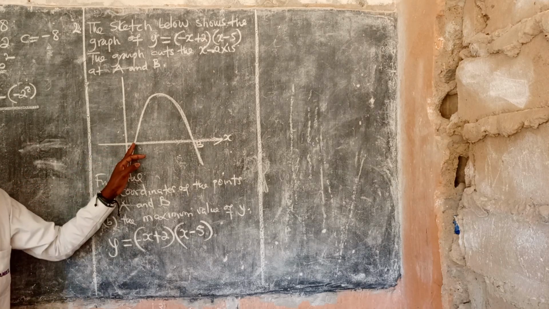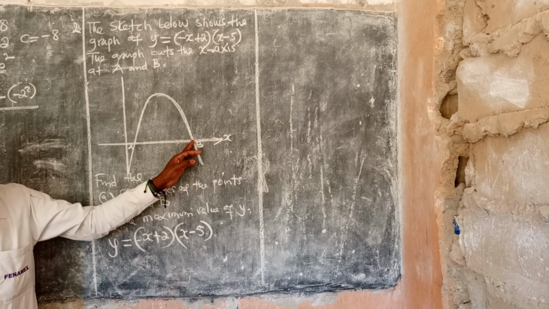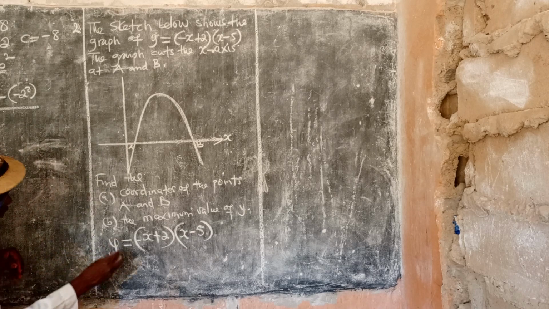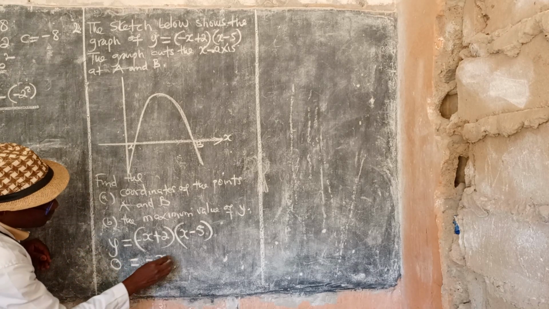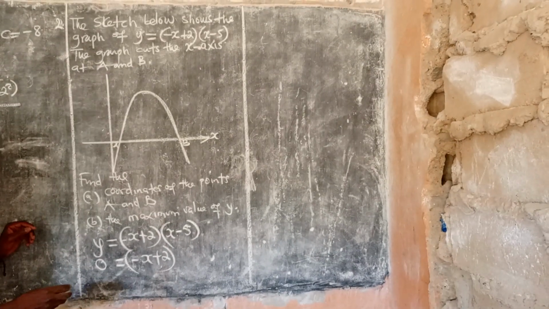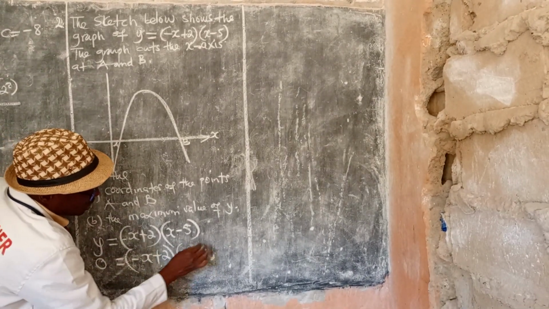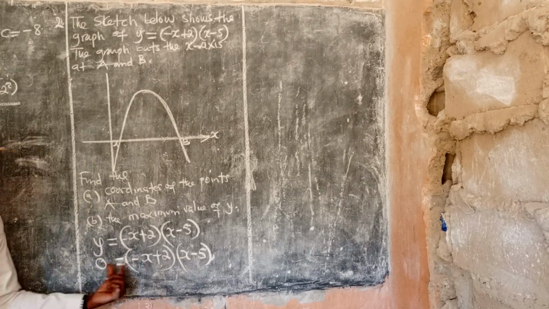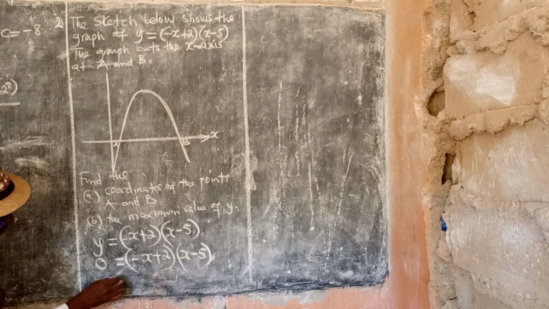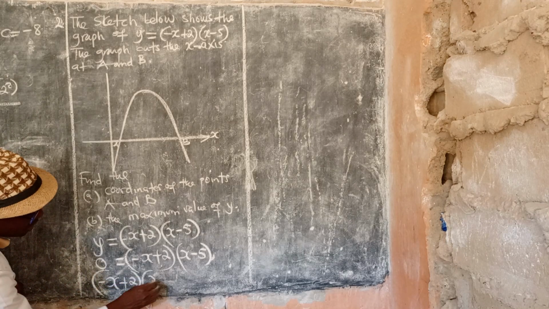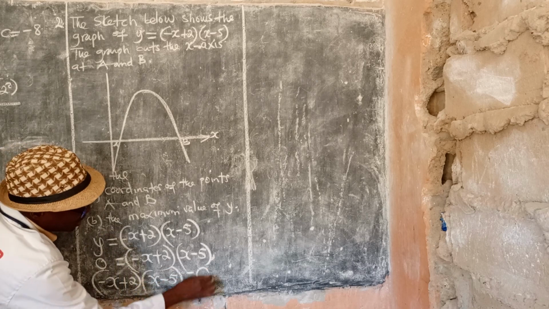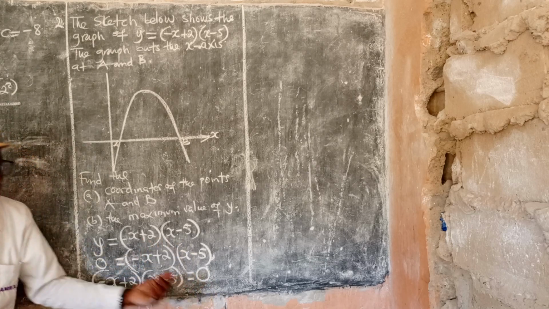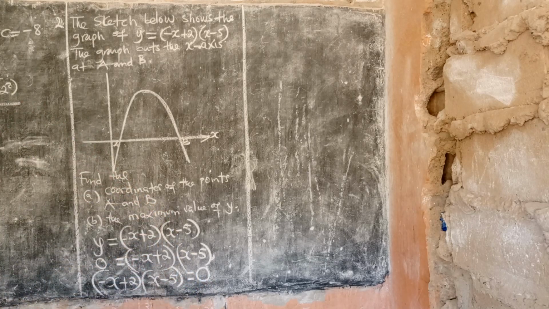We know that at this point, the value of y is 0, at A and B. Simple. So I'll just put 0 is equal to negative x plus 2, then x minus 5. You go back to that method of equating each part to 0. It's the same as saying negative x plus 2, then x minus 5 is equal to 0. Then you equate each part: this part equated to 0, this part equated to 0. Simple. There's nothing like expand, then you go back with the formula.